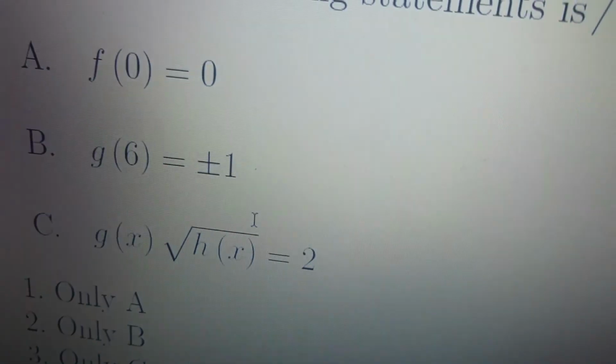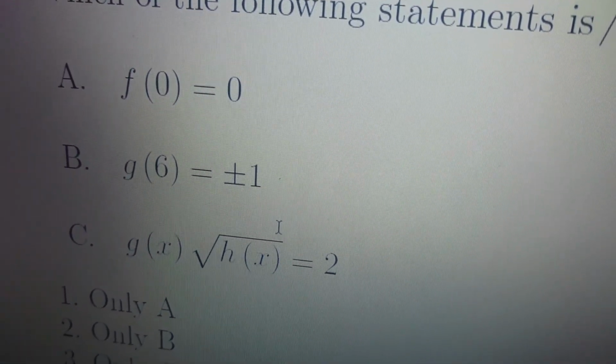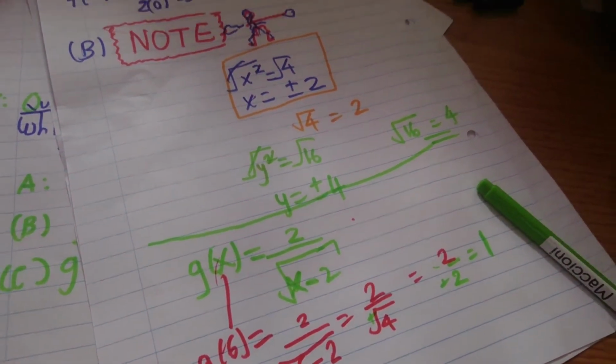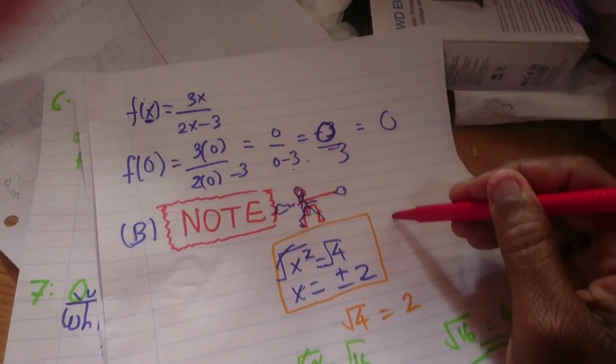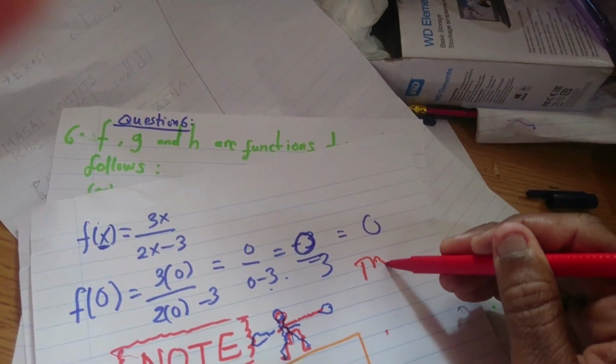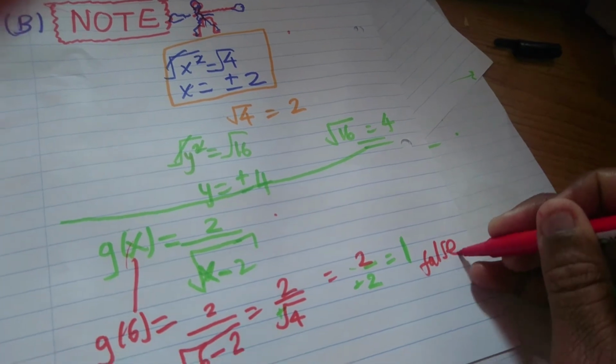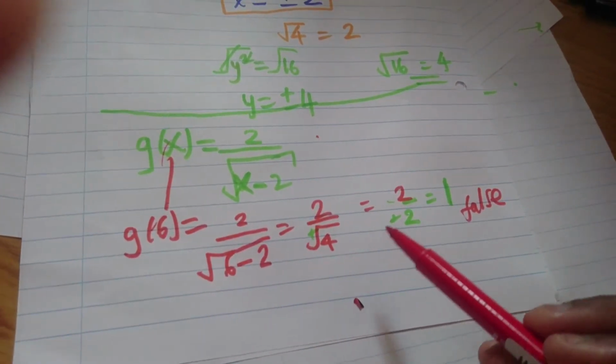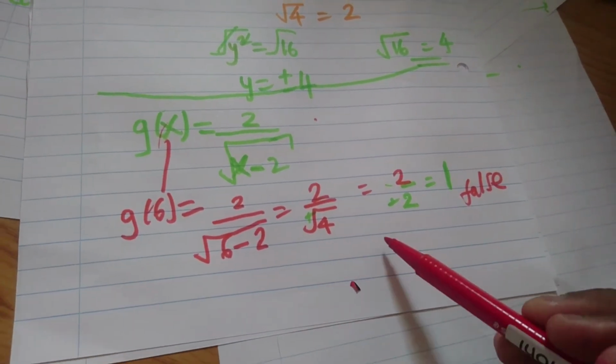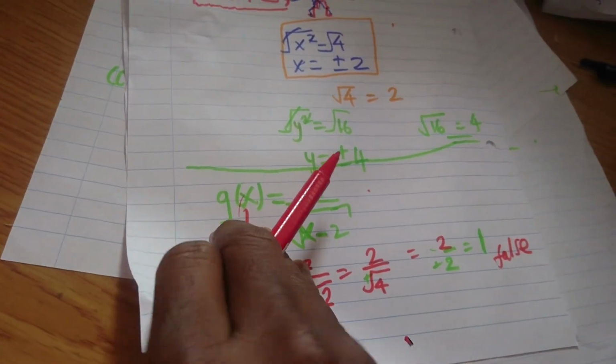But here in the option, they give you plus or minus 1. So that's not true. So B is false, but A is true. The A was true. This one was true. But the B was false. You see how they confuse it there, right? They give exactly the same thing, but the latter one they say plus or minus. So B is false. Now we go for C.